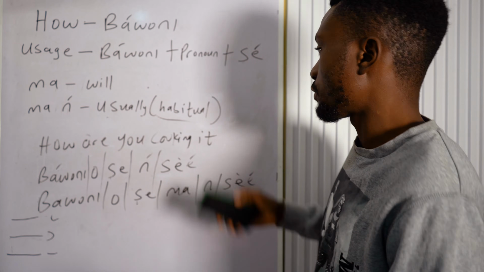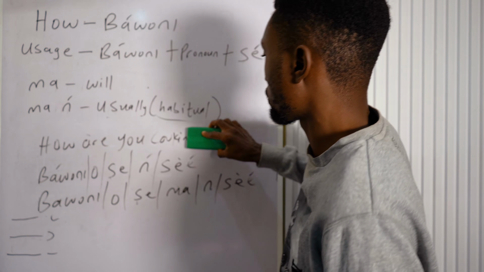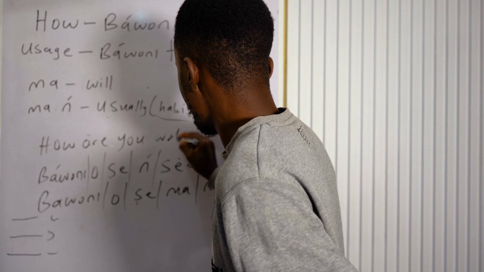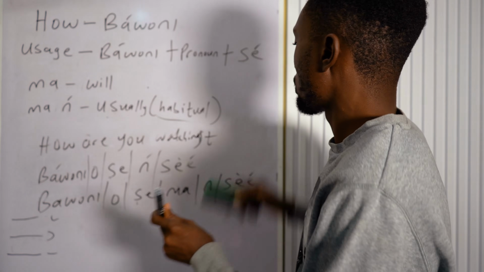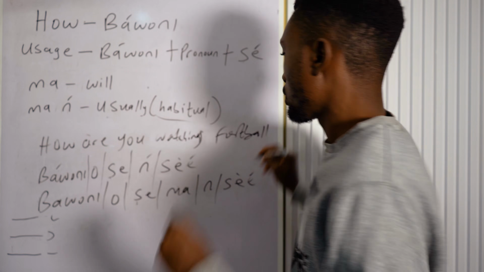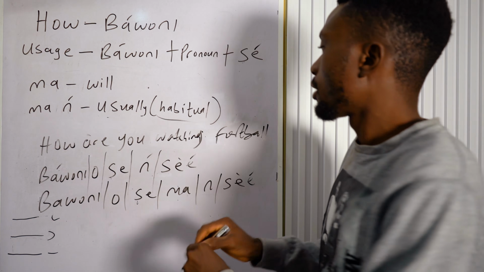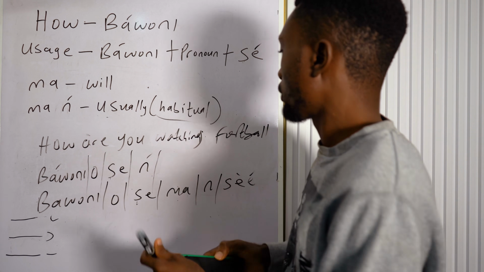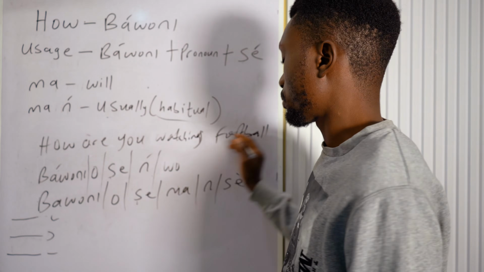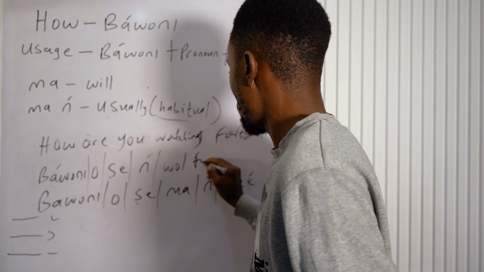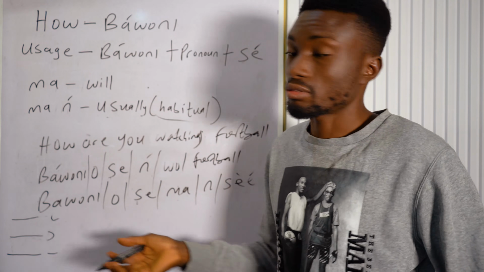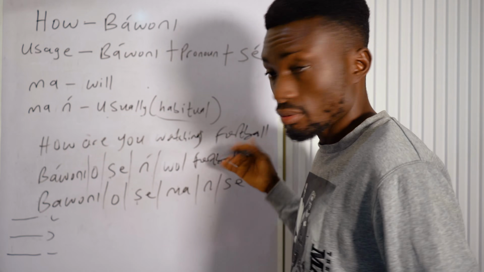Like for example, maybe someone is watching football. How are you watching it? Báwo ni o ṣe ń wo. If it is watching it, báwo ni o ṣe ń wo. But if I want to put football, báwo ni o ṣe ń wo football. Football in Yoruba is bọ́ọ̀lù aláfẹsẹ̀gbá. It's more of a description. Bọ́ọ̀lù aláfẹsẹ̀gbá or just bọ́ọ̀lù.